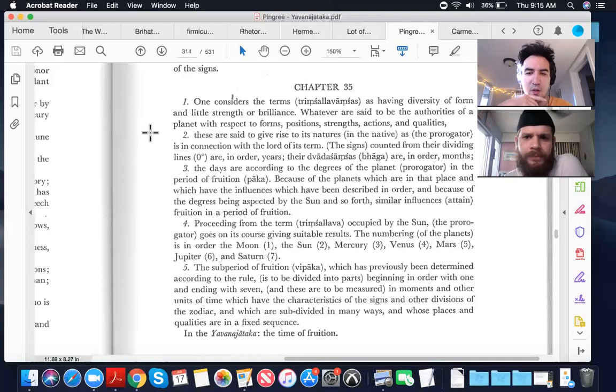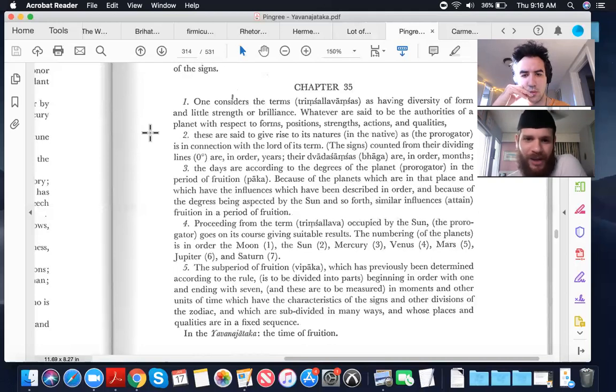Yeah, and that's a Greek term, I believe, because I've seen that before in some of the Hellenistic texts, and I think it means basically ruler of the times. Yes, like the one who is promulgating something, or the one who is propagating something, which is a Greek term, in connection with the Lord of its term. The thing here is that terms is the word that probably Pingree used, maybe incorrectly, I'm not sure, but let's continue. The signs counted from their dividing line, 0 degrees, are in order years.